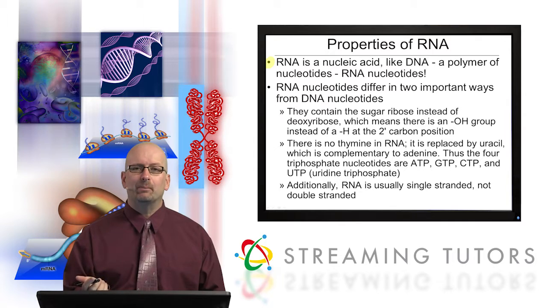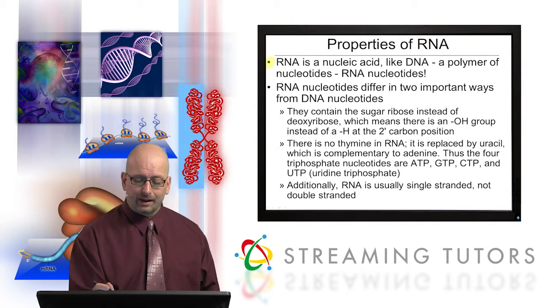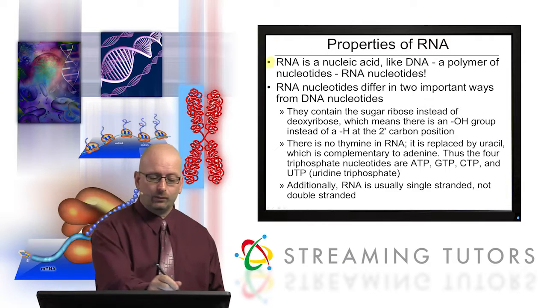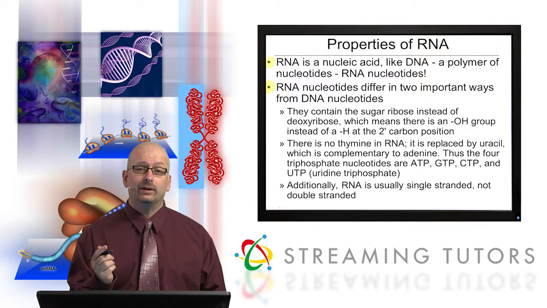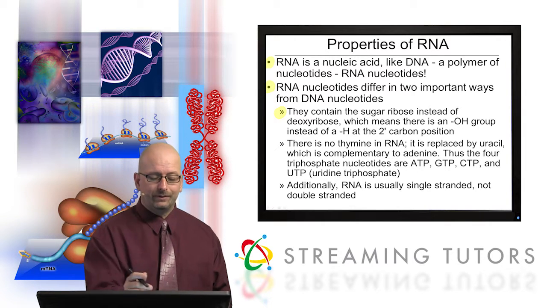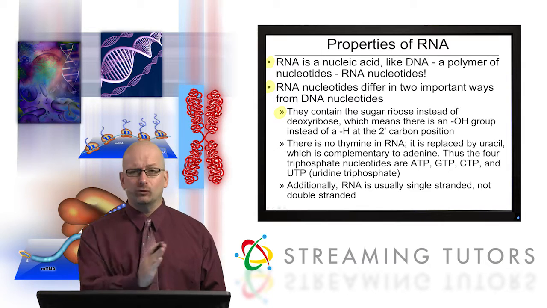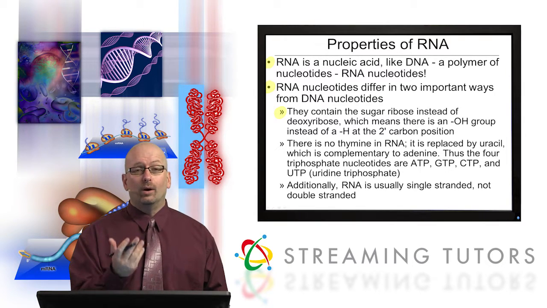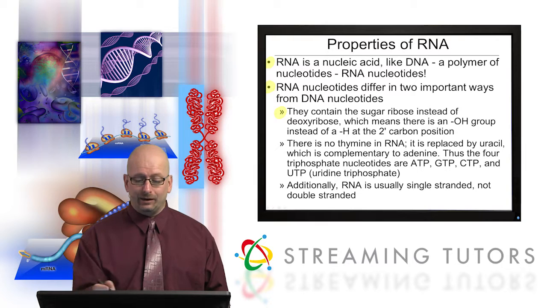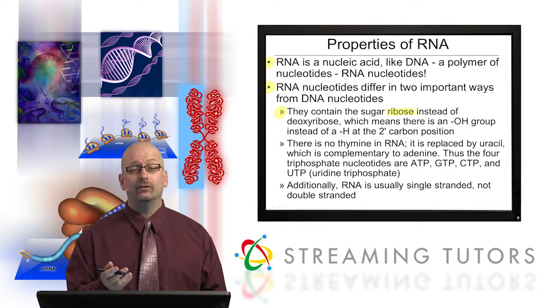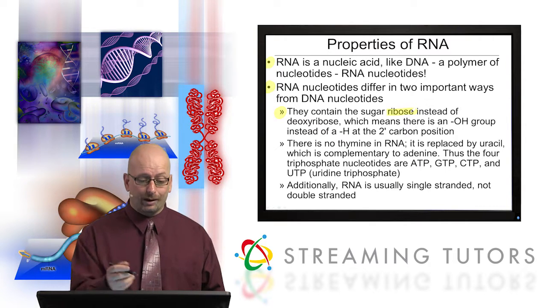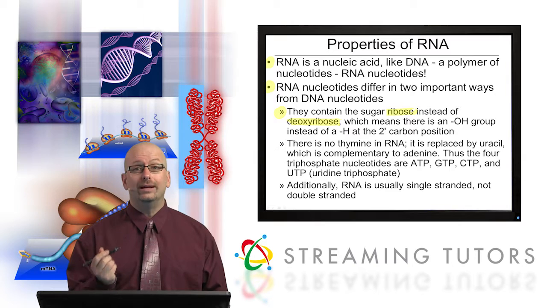You may or may not remember, I think we said what the difference is between a DNA nucleotide and an RNA nucleotide. Let's look at how RNA nucleotides differ from DNA nucleotides. One way of saying it is the reason it's RNA is because RNA nucleotides contain the sugar ribose, whereas DNA or deoxyribonucleotides contain the sugar deoxyribose.